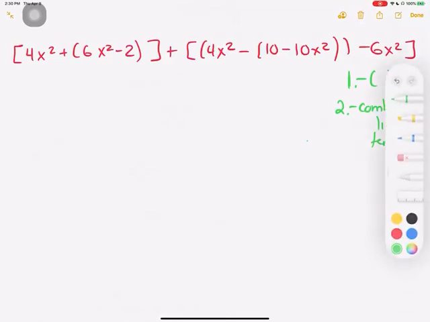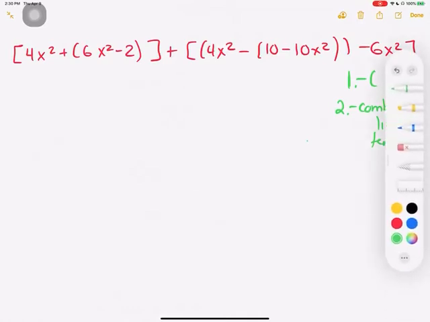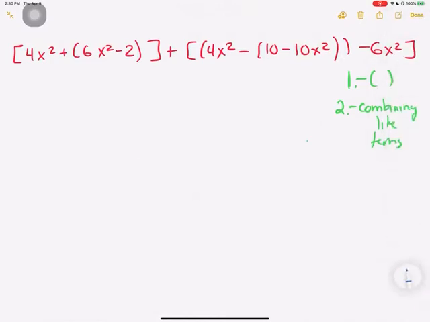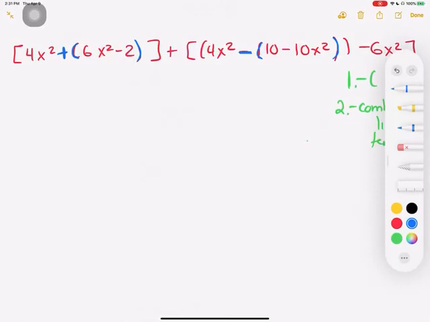If you have several parentheses, the innermost ones are the ones that we get rid of first. In order to get rid of them, we have to see what they have in front of them. So we have a positive sign in front of the first parenthesis, and a negative sign in front of the second parenthesis. This is going to tell me what to do in order to get rid of those.